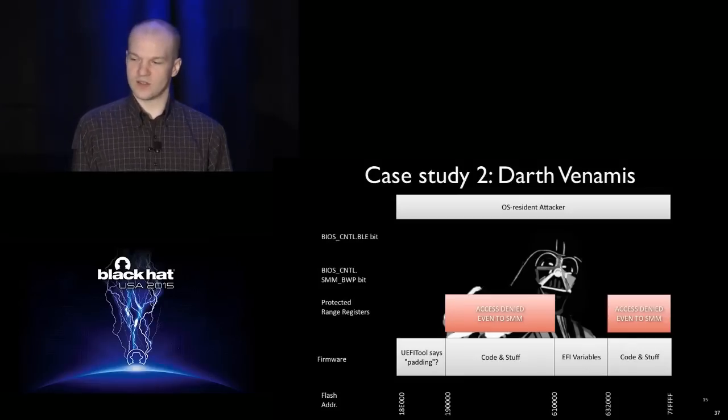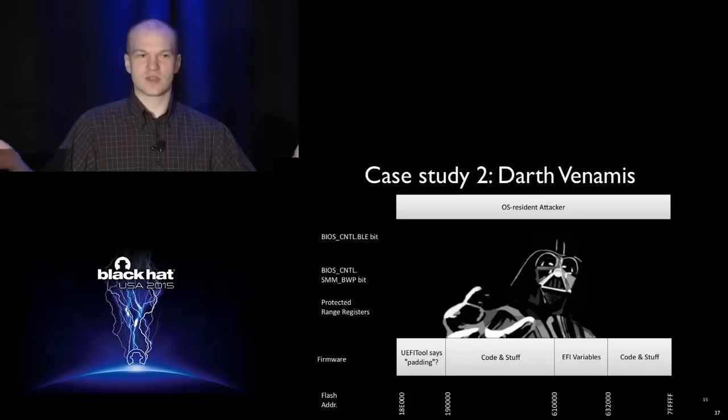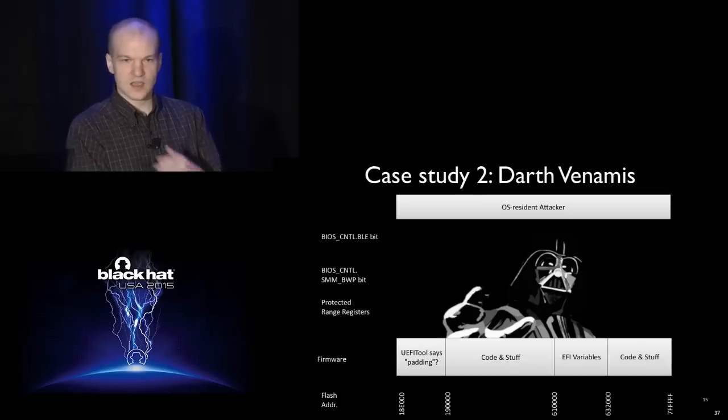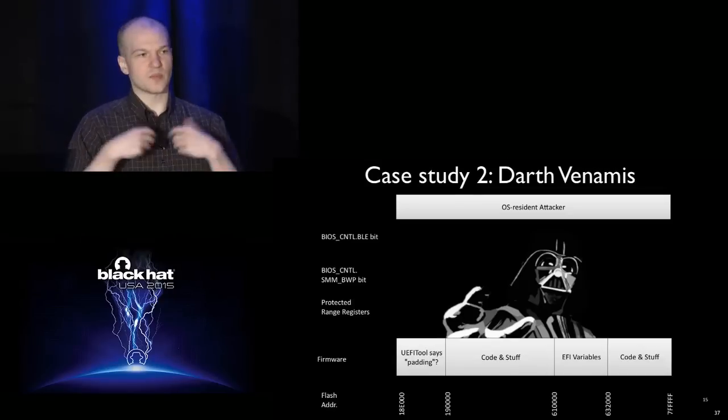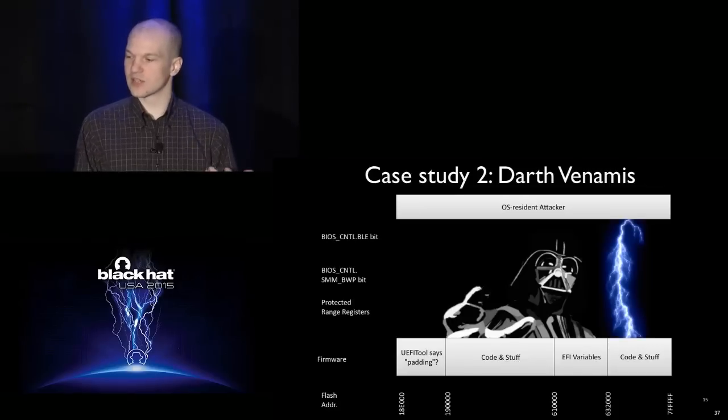What that means is that ultimately, with Darth Venamis, all of the protected range registers can be made to go away. So you go down into a low power state, all of the hardware loses all of its configuration bits, you wake back up, and now the system is completely open and vulnerable to writing. So now an attacker can go after the firmware code and stuff.